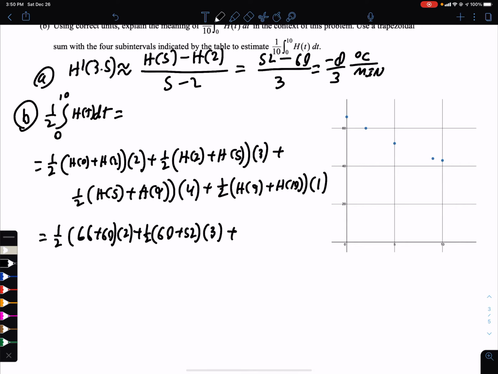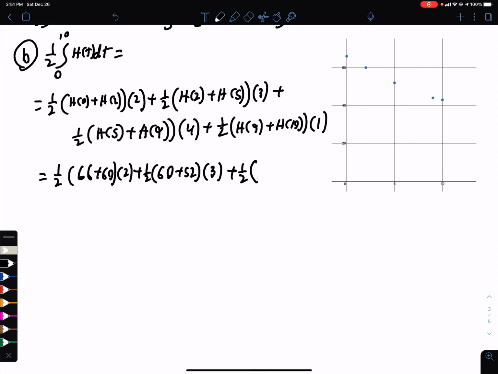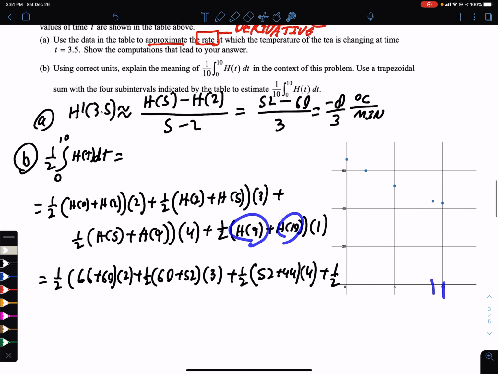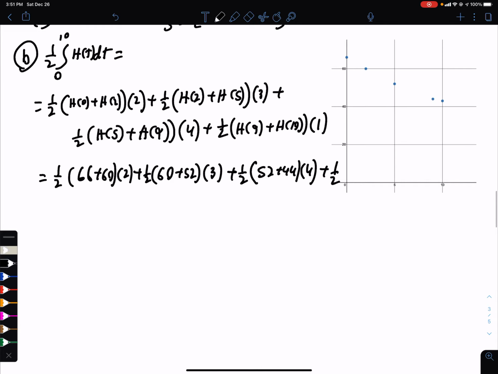Can I fit this all? I'm going to go over onto my graph. I don't mind. So h of 5 and h of 9, I'm doing this interval from 5 to 9. So that's going to be 52 and 44 are going to be the bases here. So 52 plus 44, and the width of that was 4. And my last one is going to go from here to here, 9 to 10. Those values will be 44 and 43. And the width of that was 1.